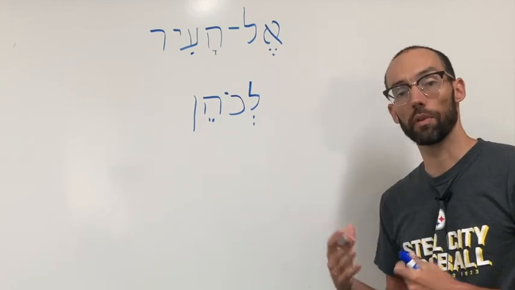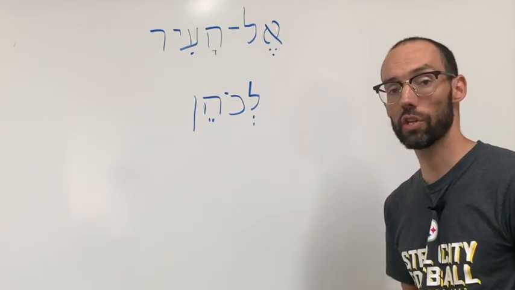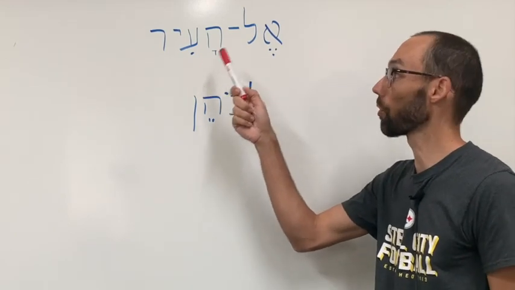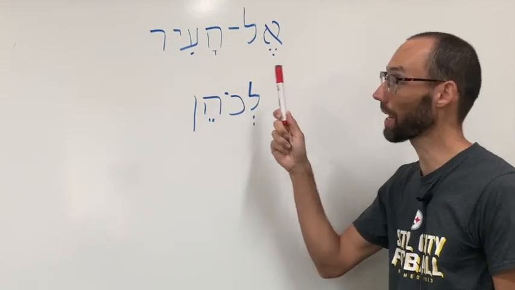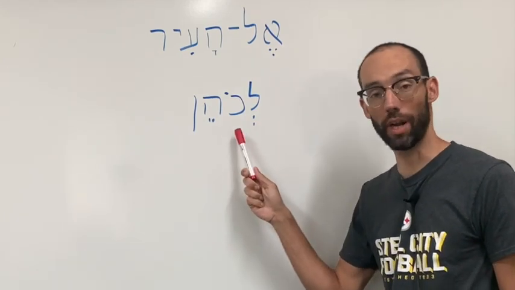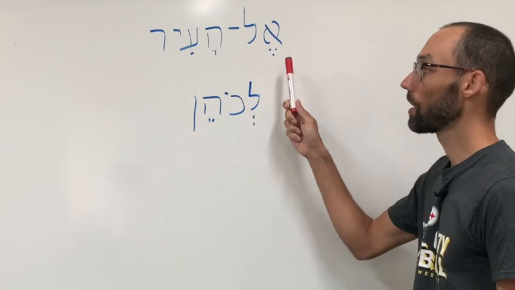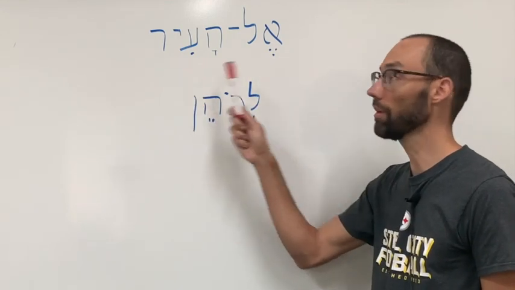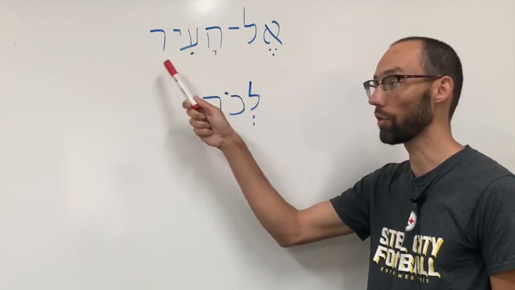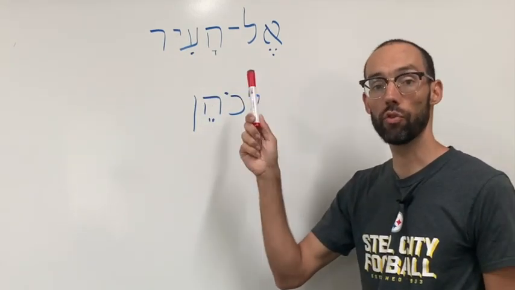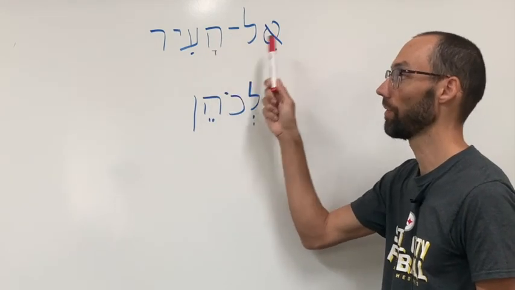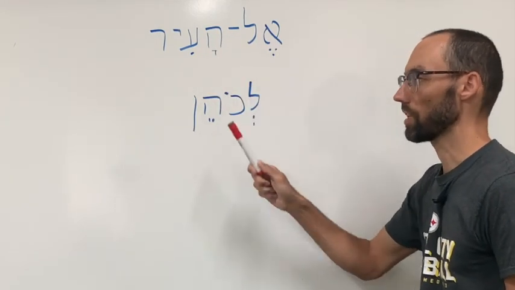You might remember from the lesson on prepositions that two-letter prepositions tend to be joined to the word with a little hyphen called a makef, and one-letter prepositions tend to be joined directly onto the next word. So here we have el ha'ir. This is a hirik yod. It means to the city, el ha'ir. Here's your definite article, el ha'ir, to the city.